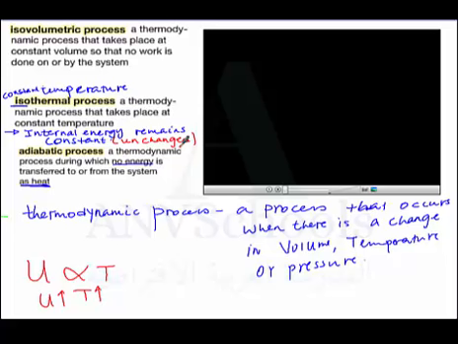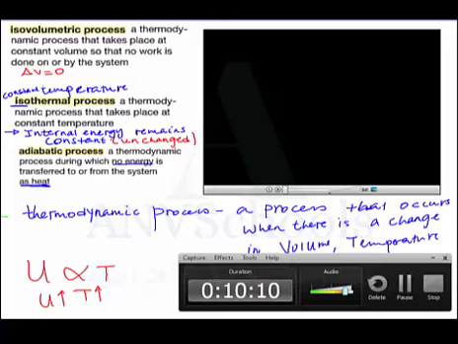And the third thermodynamic process is called the isovolumetric process. An isovolumetric process is a thermodynamic process that takes place at a constant volume. The volume doesn't change. The change in volume is zero. So an isovolumetric process is a process that takes place at a constant volume.